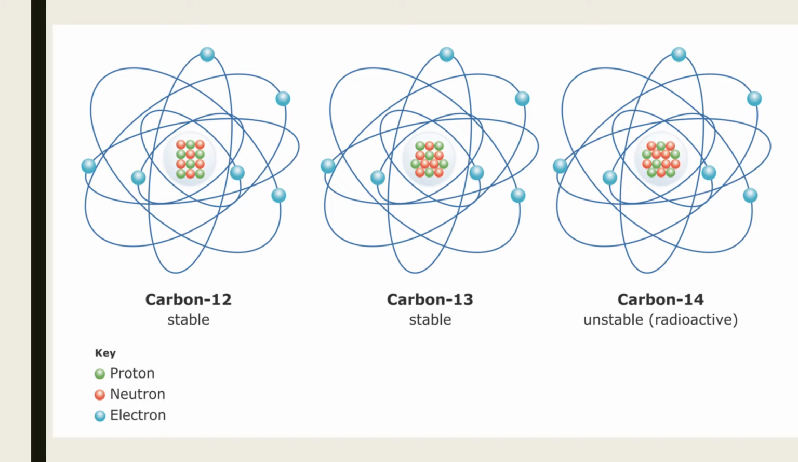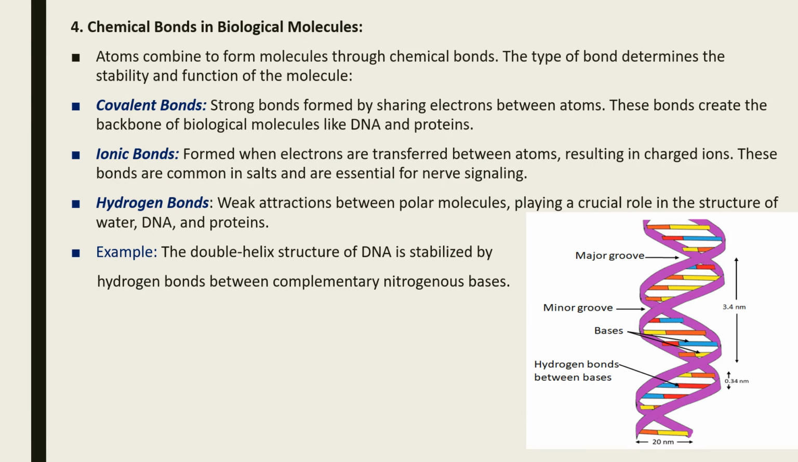As you can see here, these are the three examples: carbon 12, carbon 13 and carbon 14. Carbon 12 and carbon 13 are stable, and carbon 14 is unstable. Carbon 12 has 6 neutrons, while carbon 13 has 7 neutrons, while carbon 14 has 8 neutrons. That's why these three are isotopes of each other.